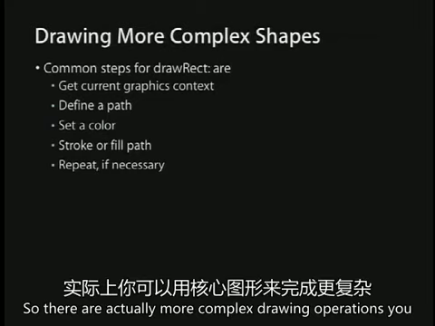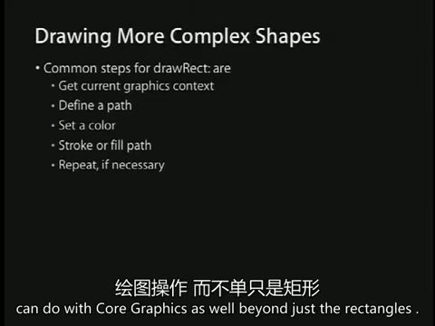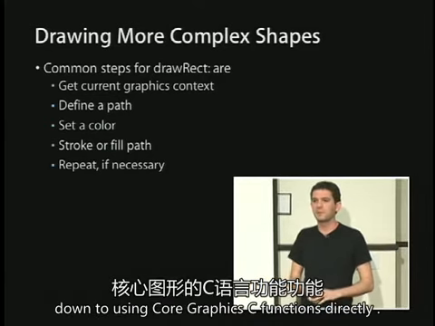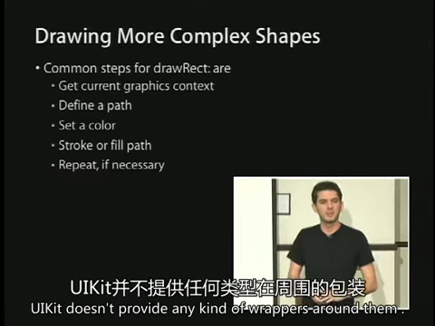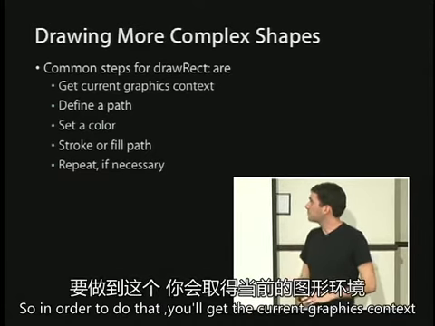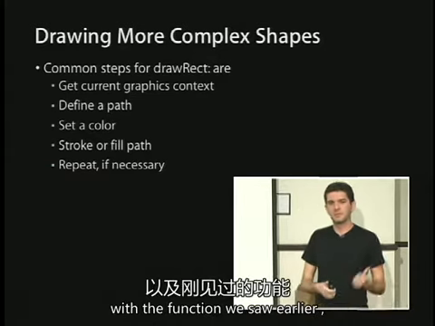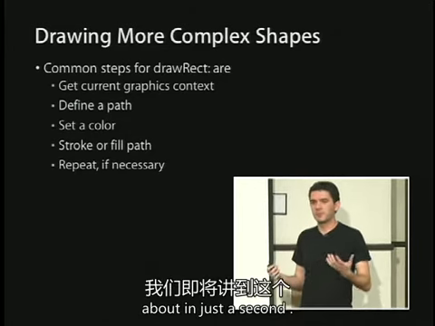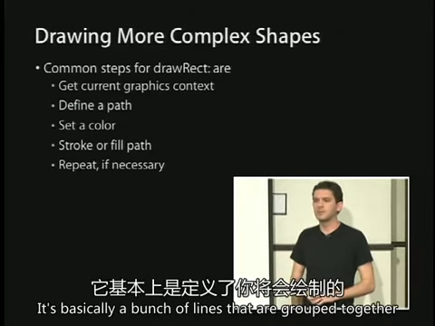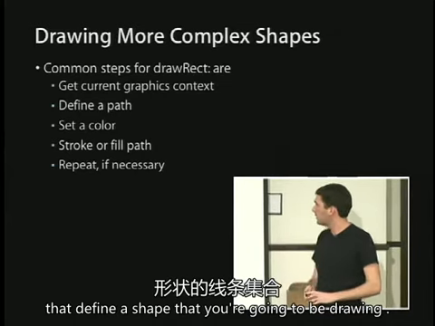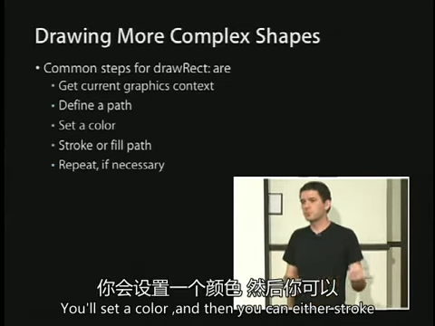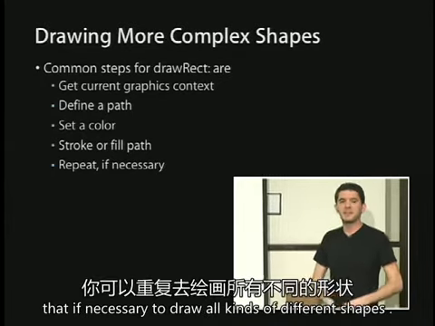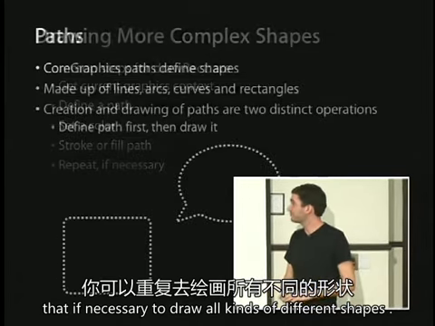All right, so there's actually more complex drawing operations you can do with Core Graphics as well, beyond just rectangles, although for that you actually do have to drop down to using Core Graphics C functions directly. UIKit doesn't provide any kind of wrappers around them. So in order to do that, you'll get the current graphics context with the function we saw earlier, UIGraphicsGetCurrentContext. You'll define a path, which we'll talk about in just a second. It's basically a bunch of lines that are grouped together that define the shape that you're going to be drawing. You'll set a color, and then you can either stroke or fill that path. Stroking it would draw the outline, filling it would fill it in. And then you can repeat that as necessary to draw all kinds of different shapes.